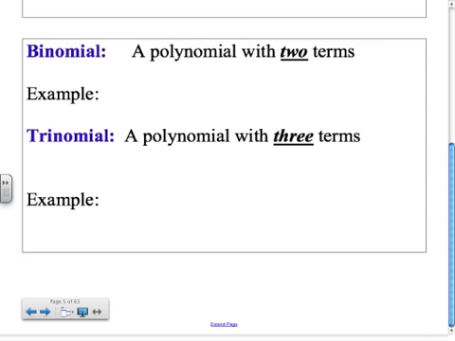A binomial is very simply a polynomial with 2 terms. Example: x squared plus 4. That's a binomial. A trinomial, tri means 3, is a polynomial with 3 terms. X squared plus 4x plus 4. 1, 2, 3 different terms, therefore it's a trinomial. We won't probably refer to them as binomials and trinomials a ton, but still useful for you to know. So if a problem says multiply out the binomial, you're not sitting there wondering what the heck is going on.